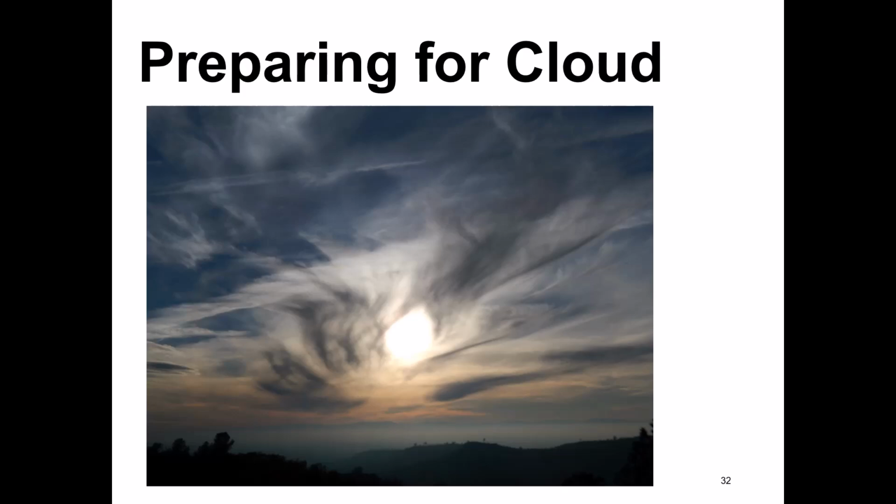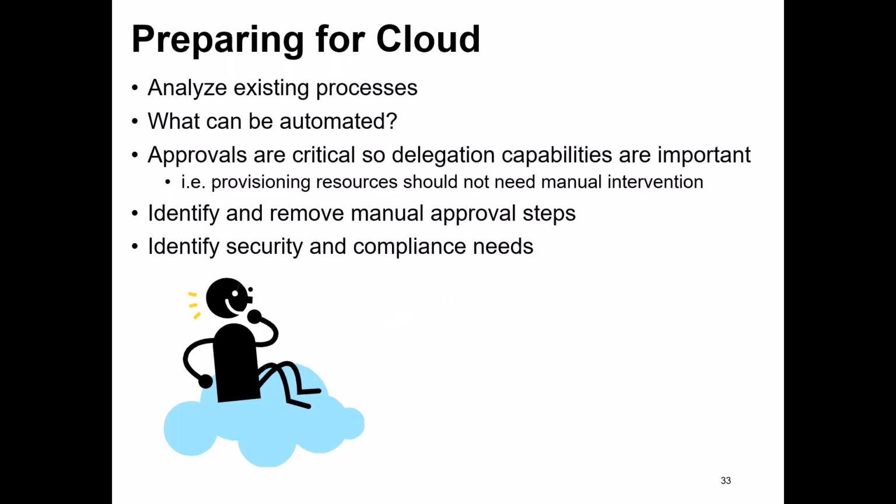Now that we have most of the basic concepts and terminology, let's talk about what you have to think about when you're preparing to move to or thinking about moving to a cloud. First step's always going to involve analyzing existing processes and applications, because what you have to look for is what can be automated. Without being able to automate things, it's very difficult to move into the cloud. Automated approvals are also critical, so you have to be able to delegate capabilities. When you're provisioning resources, there should not be any requirement for manual intervention. And that's part of analysing the processes, is you've got to identify and remove any manual approval steps and identify security and compliance needs so that you can figure out what you can and cannot move into the cloud.